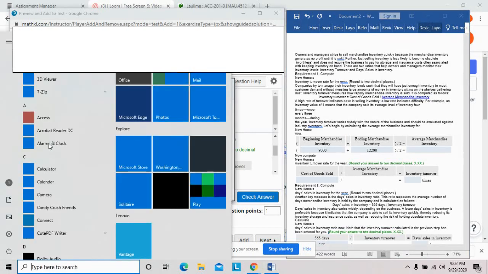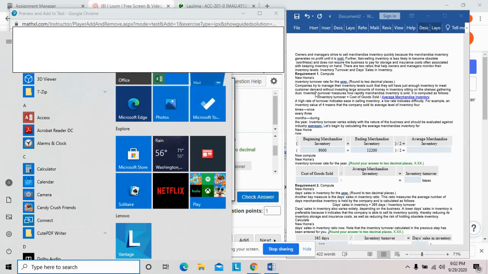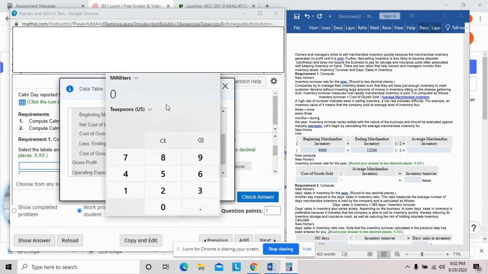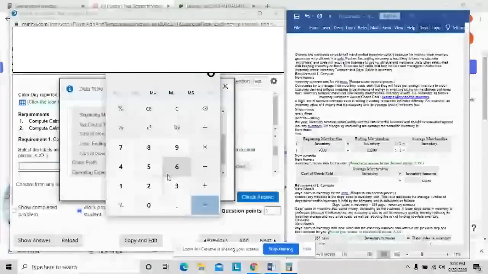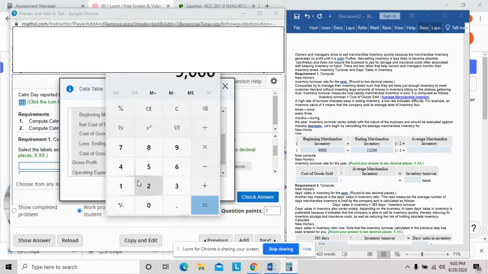I'll use a calculator. Let me pull that up to find the average merchandise inventory. It'll be 9,000. Let me clear this here. I'm not sure what's going on. Looks like it's a type. I need a standard calculator. 9,000 plus 12,200 divided by 2. Order of operations: I need to add these two numbers first, as you see with the parentheses. Just typing in the numbers would not suffice because you'd be dividing 12,200 by 2 first, then adding 9,000. That's not what I want. First, I want to find the sum of 9,000 and 12,200, then divide by 2. That'll be 10,600.